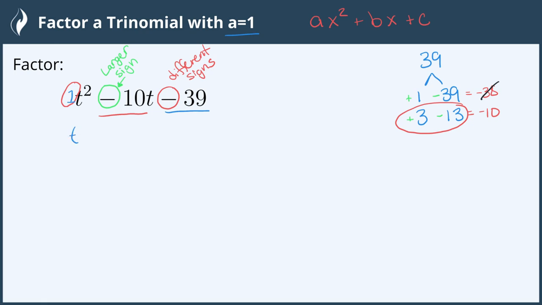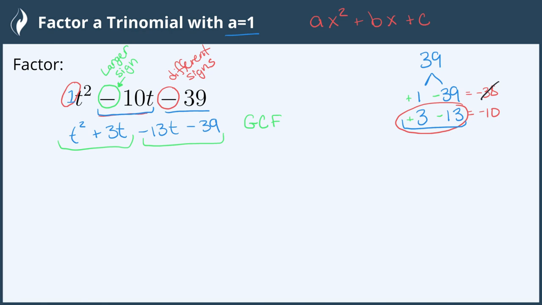So we'll have t squared. Now we're replacing our negative 10t with our two factors here. So we have plus 3t minus 13t, and then we'll finish with minus 39. Now we're going to go ahead and factor by grouping by finding the greatest common factor. So we'll group our first two and our second two.